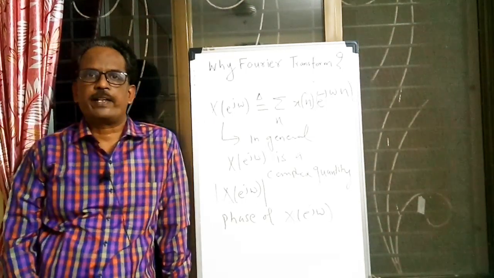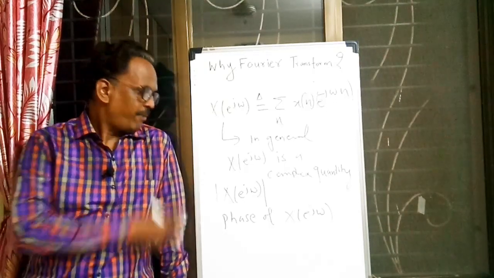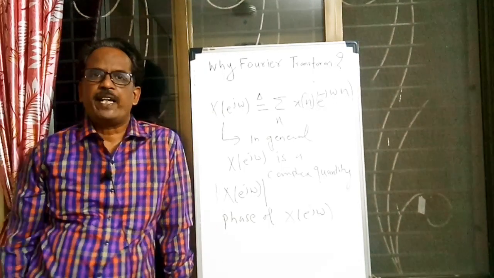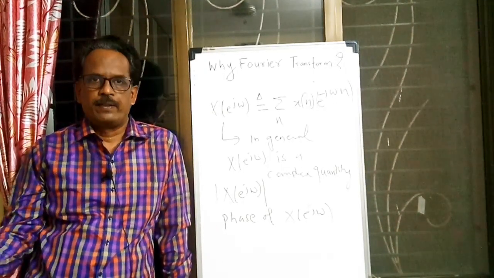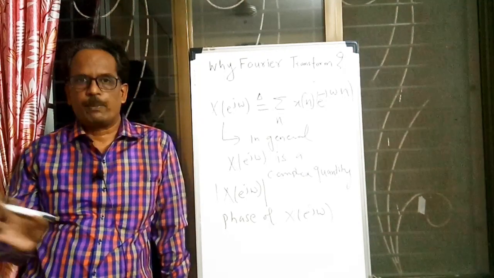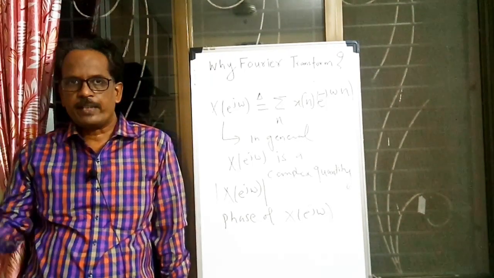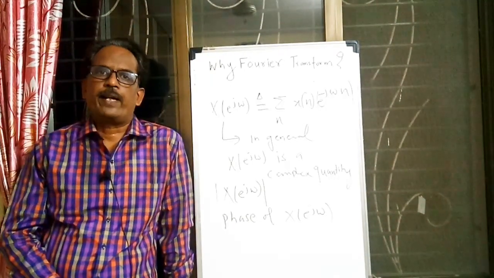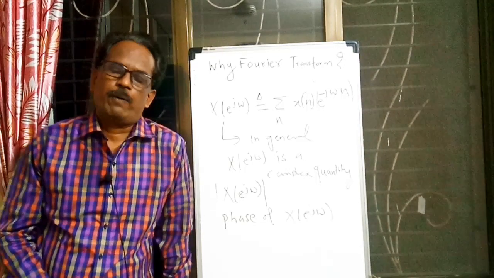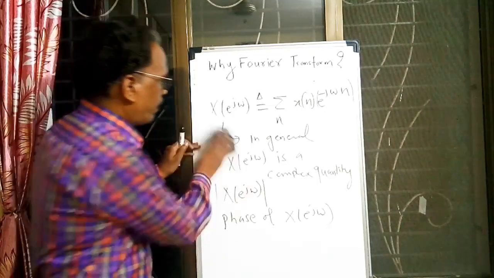Whenever there is a complex quantity, there are two ways to study it. One way is to find magnitude and phase, and the second way is to take out the real part separately and the imaginary part separately. We can talk about the real part and imaginary part, or we can talk about the magnitude and phase of X(e^{jω}). Let us see how to find the magnitude of X(e^{jω}).